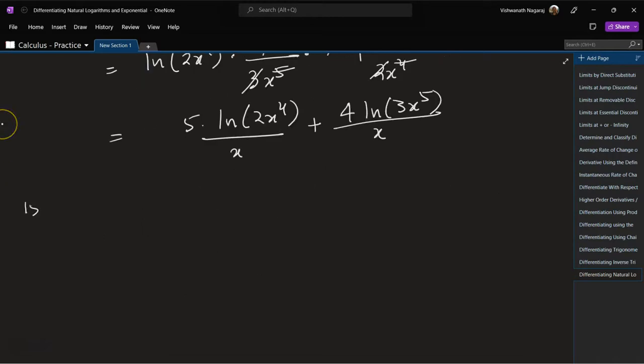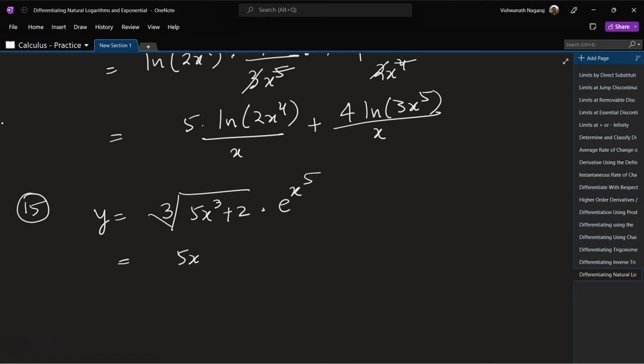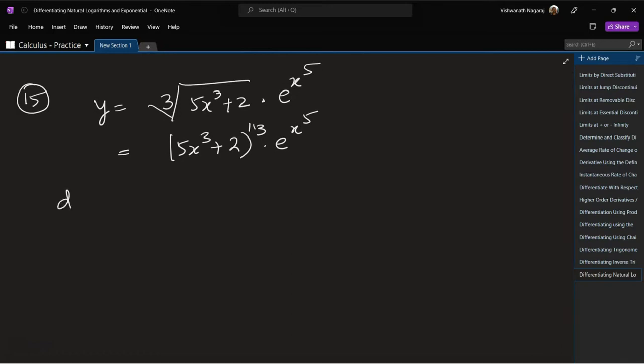Okay, 15th one, y is equal to cube root of 5x cube plus 2 times e to the power of x to the power of 5. So again product rule, but first let's rewrite this in this form: 5x cube plus 2 to the power of 1 by 3 times e to the power of x to the power of 5. And now let's apply the product rule.